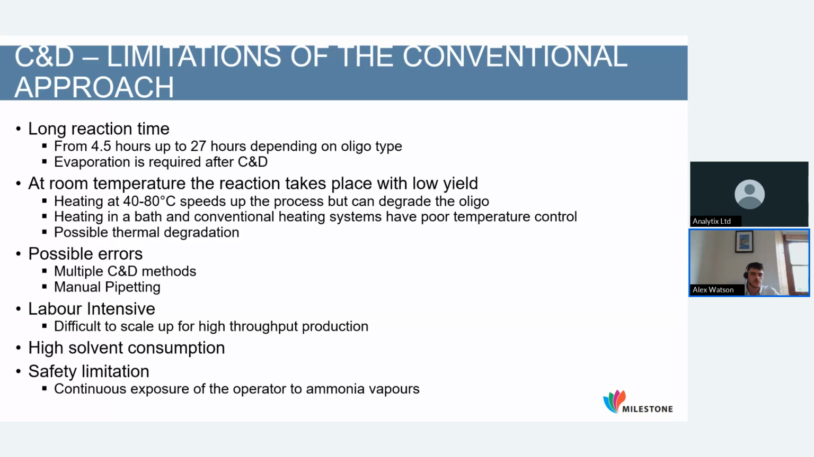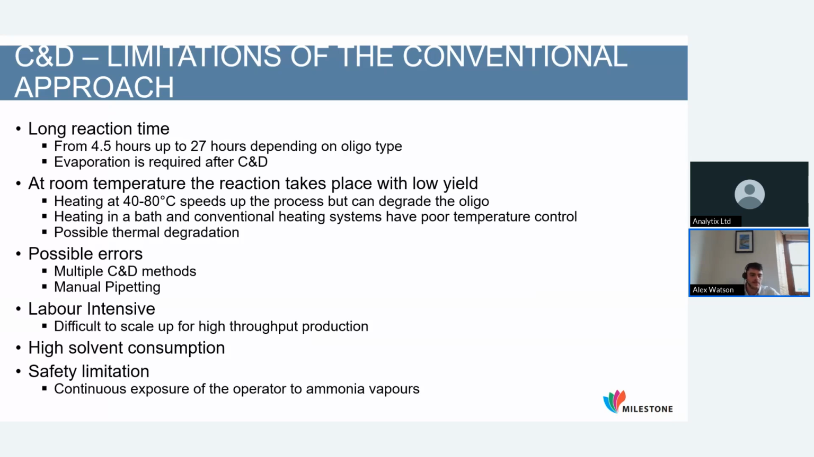This also opens the doors for a lot of possible errors. One of the big ones is there's multiple C&D methods, be it the reagent used, the temperature that you're heating to, and the amount of reagent to use. And you need to pick the particular C&D strategy based on the oligo you've got. And that takes up a lot of thought. If you pick the wrong one, you might cause degradation, or you might have poor yields.